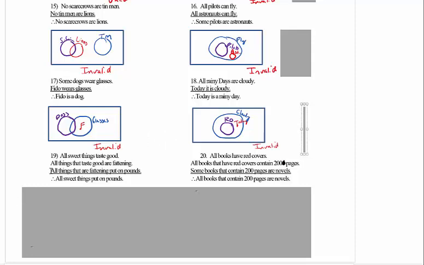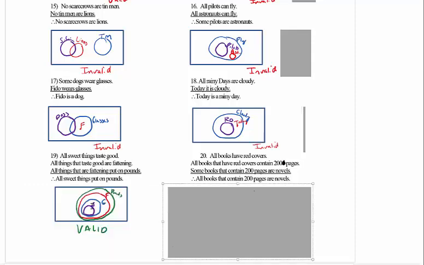So 19 and 20 I talked you through a little bit more, because we're going to deal with more than 3 circles, but you're going to start it the same way. All sweet things taste good. So this is the purple and the blue, so I'm going in order. All things that taste good are fattening. So put the red circle around the blue circle. All things that are fattening, which is the red, put on pounds. So there was no choice in this case.